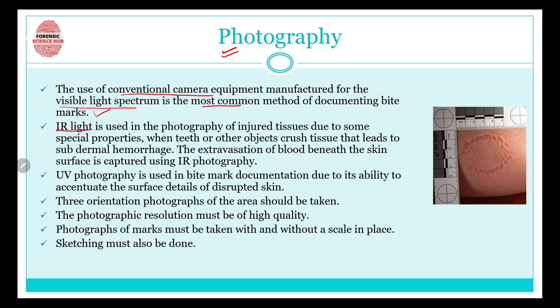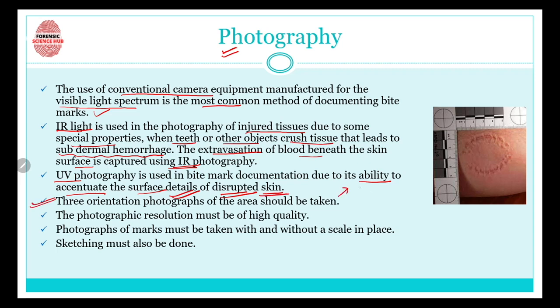Other than that, IR photography and UV photography are also done in certain special cases. IR light is used in photography of injured tissue due to some special properties: when teeth or other objects crush the tissue, that leads to subdermal hemorrhage. The extravasation of blood beneath the skin surface is captured using IR photography. UV photography is used in bite mark documentation due to its ability to accentuate the surface details of disrupted skin.